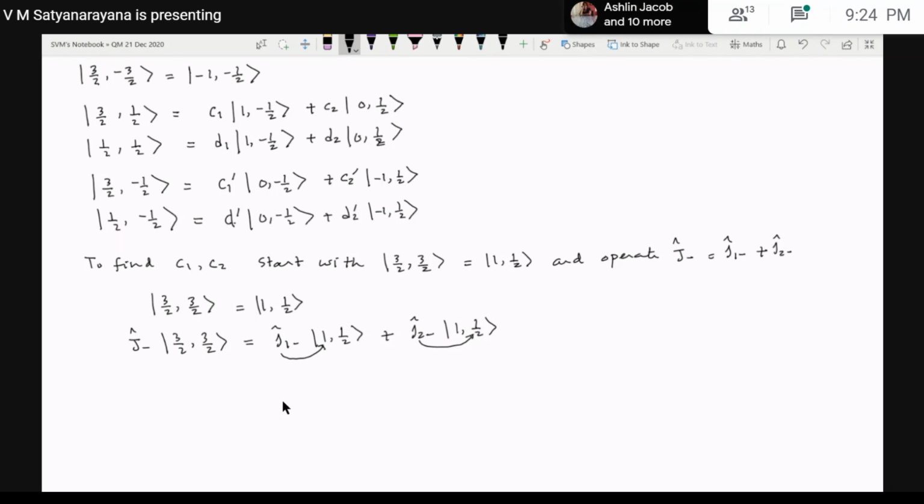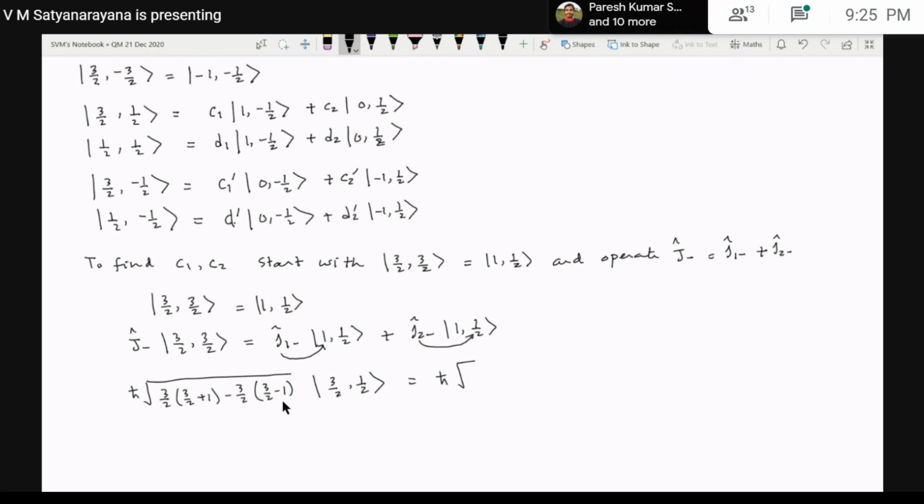So that is equal to, I have h bar square root of 3 by 2 into 3 by 2 plus 1, minus 3 by 2 into 3 by 2 minus 1, into 3 by 2, half. That is the left hand side.